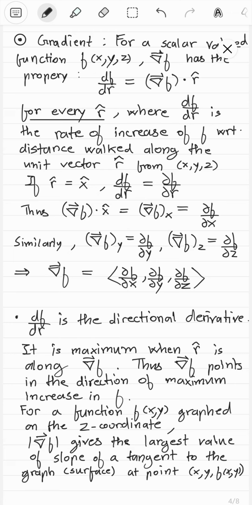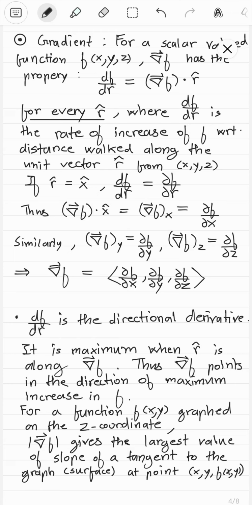Next we have the gradient. So the more abstract definition of the gradient, well, that's given by this thing. So for a scalar valued function f of x, y, z, the gradient, which is del f, has the property that df upon dr is equal to del f dot r hat for every r hat. So first of all, let me explain what all these symbols mean.